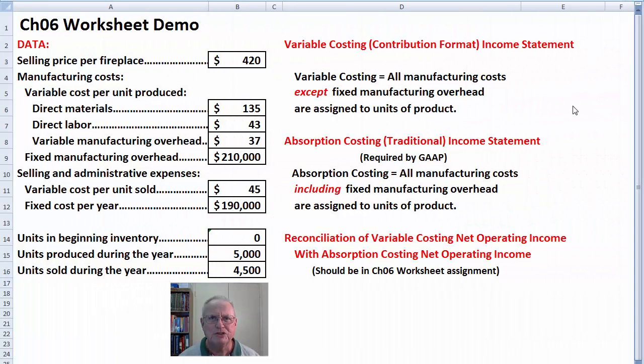Hello, this is Professor G, and today I'm going to demonstrate the worksheet assignment that you have coming up. And this is all about variable costing versus absorption costing.